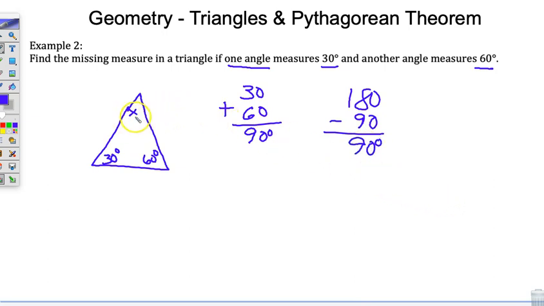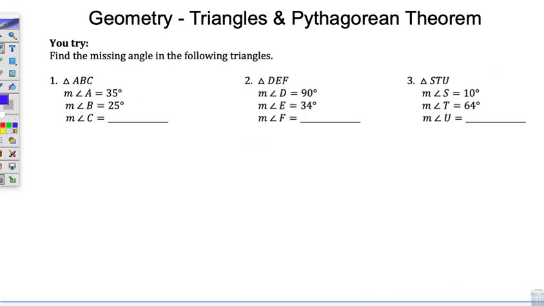Now it certainly doesn't look like the missing measure according to my picture is going to be a 90-degree angle. However, that's what I got. So that's the missing measure. Geometry pictures that you draw are not going to be to scale, so go with your calculations.